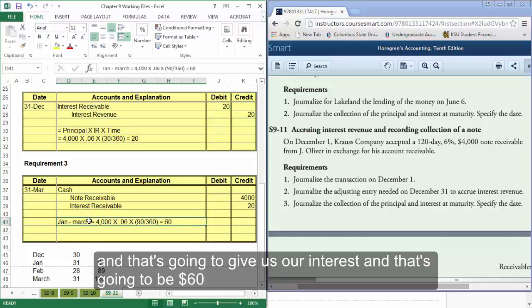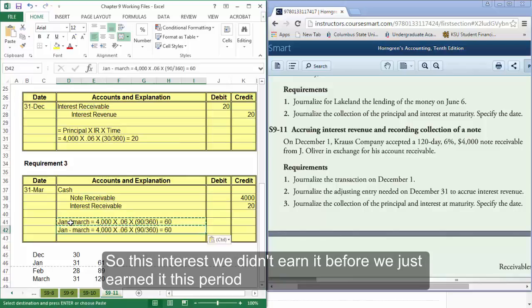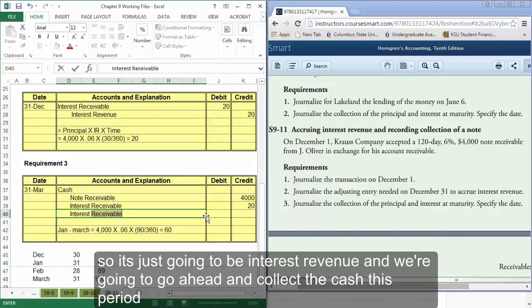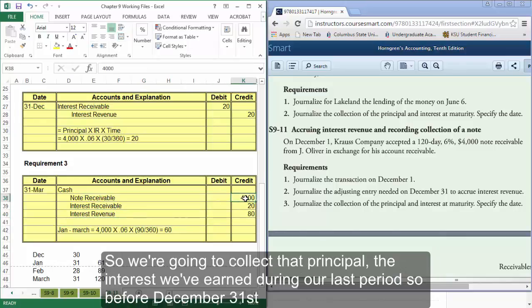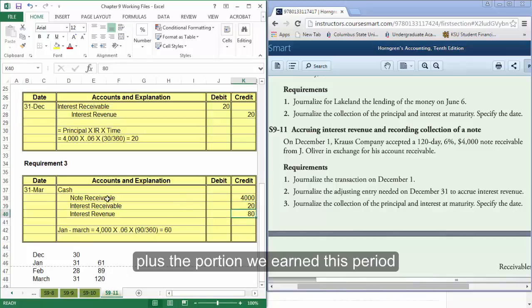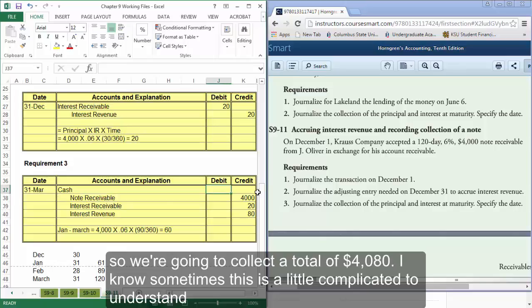So this interest, we didn't earn it before, we just earned it this period. So it's just going to be interest revenue. And we're going to go ahead and collect the cash this period. So we're going to collect that principal, the interest we've earned during our last period, so before December 31st, plus the portion we earned this period. So we're going to collect a total of $4,080.